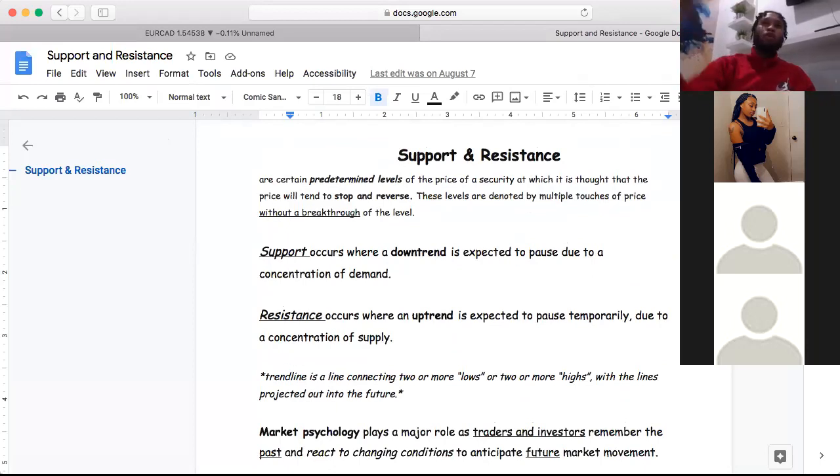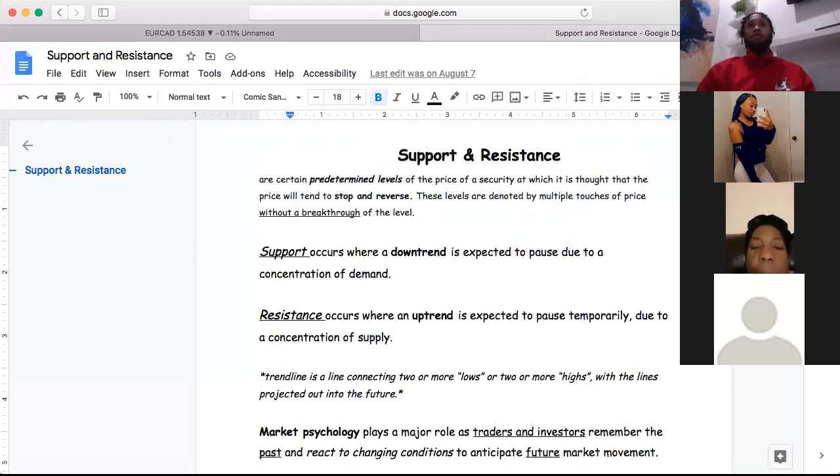All right, now when you look at a roadmap, what does a roadmap show you? It shows you where to go, right? So you're trying to predict or analyze where price could potentially go. So this is what we use support and resistance for, right?